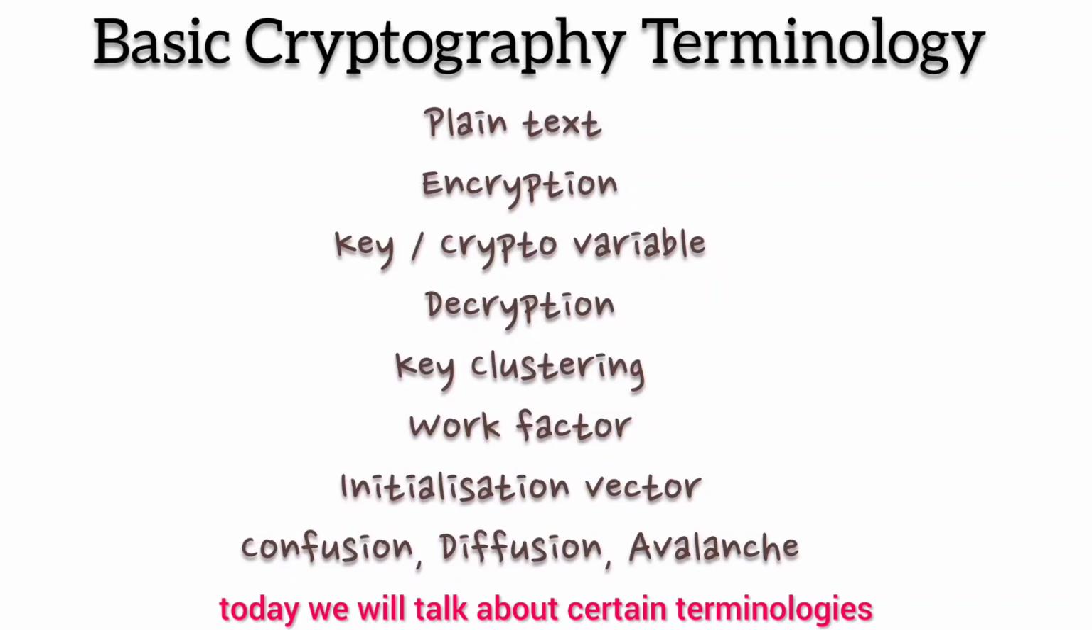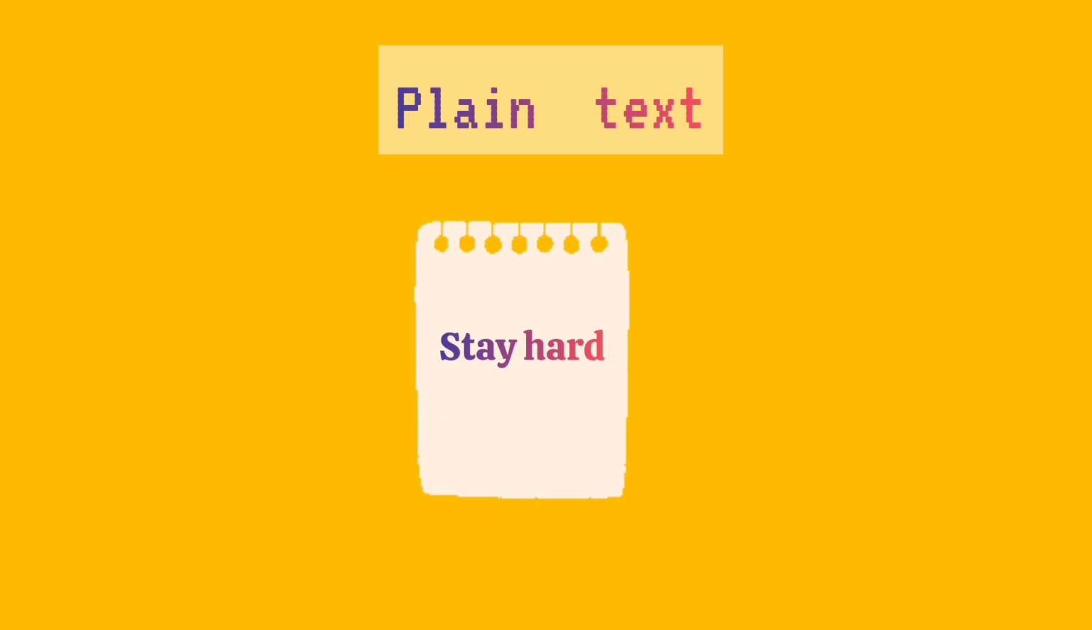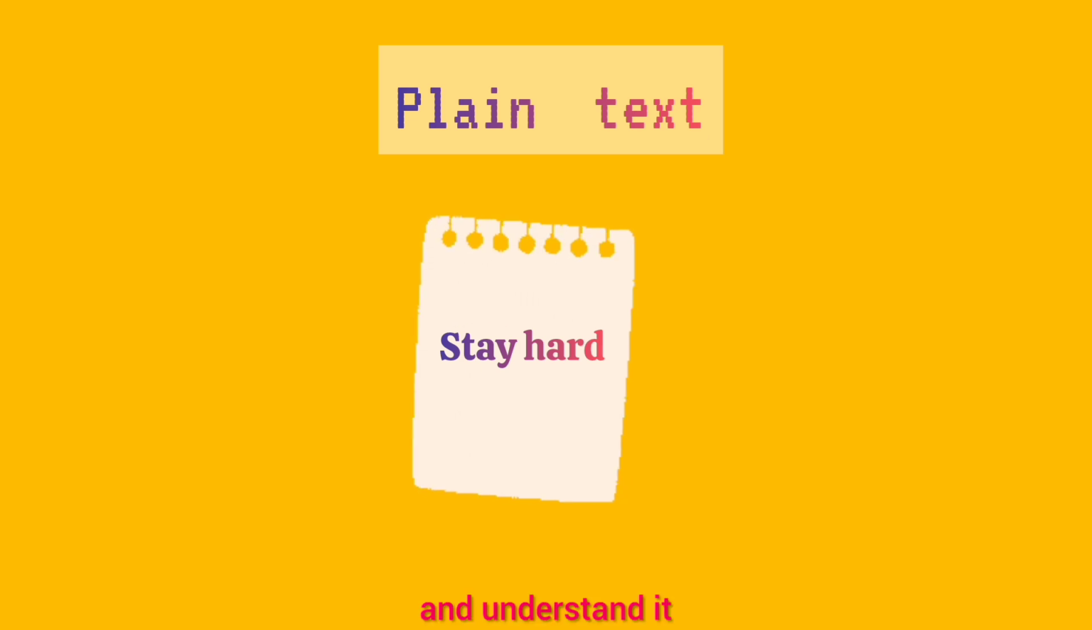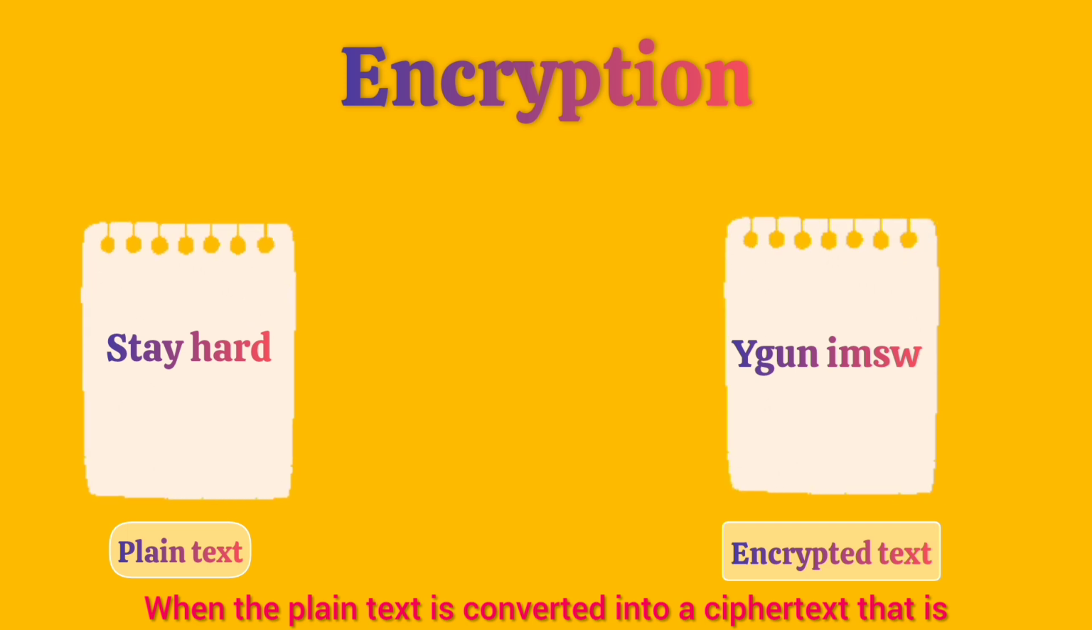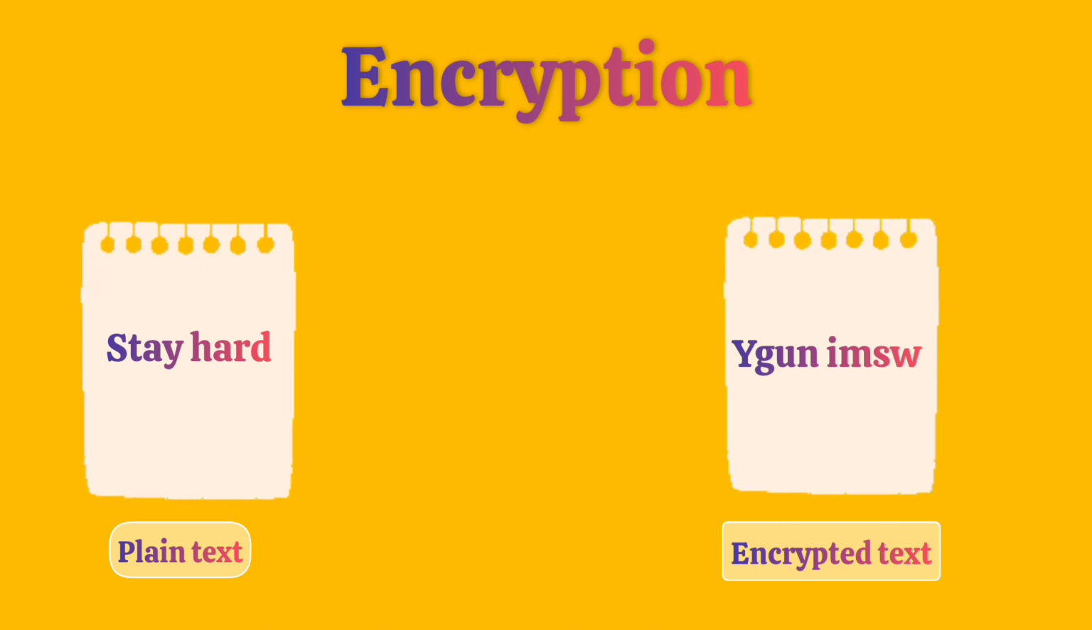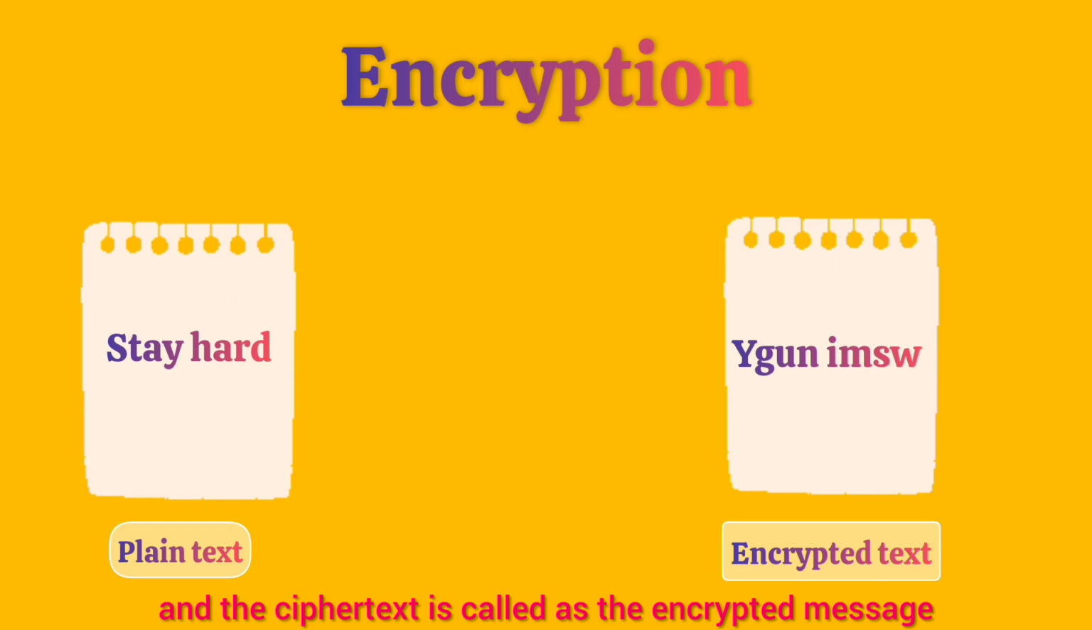Today we will talk about certain terminologies used in cryptography. Plain text, that's the normal text or a normal document where anybody can read it and understand it. Next is encryption. When the plain text is converted into a ciphertext, that is in an unreadable format, the process is called encryption, and the ciphertext is called the encrypted message.